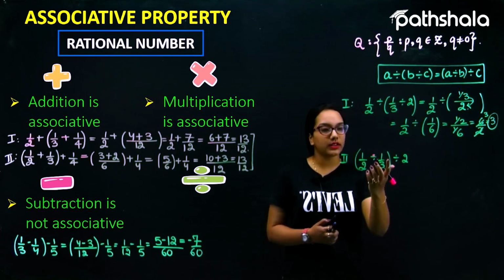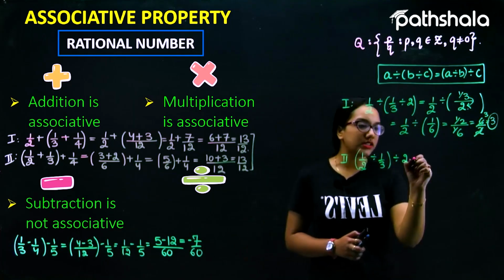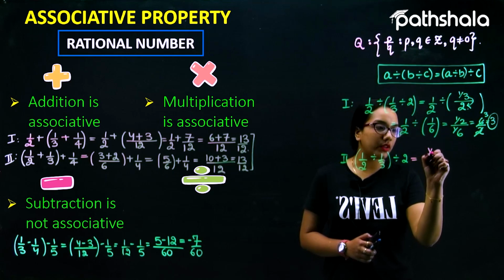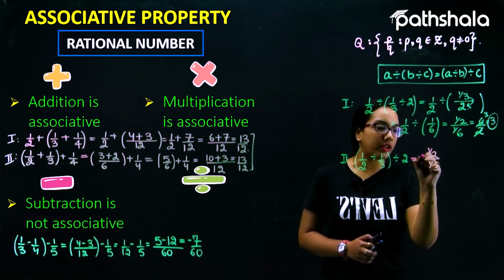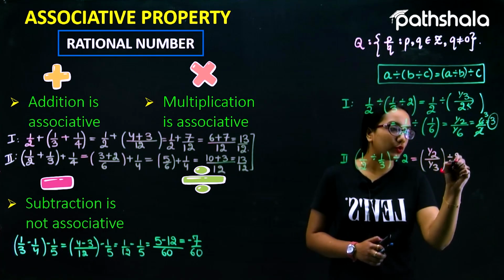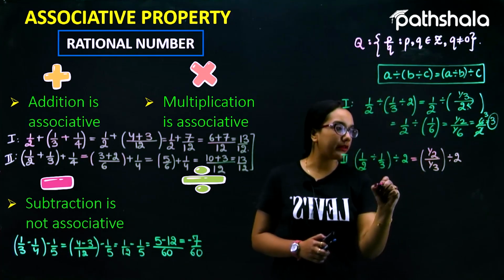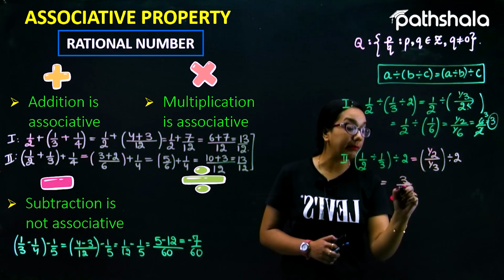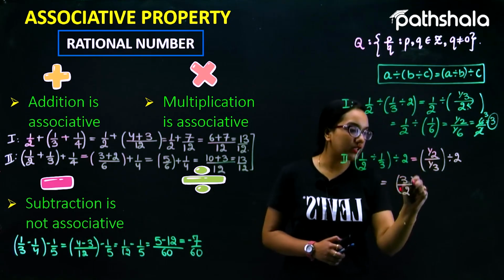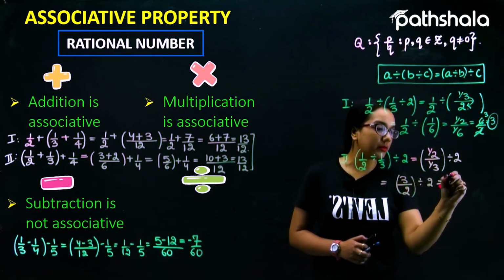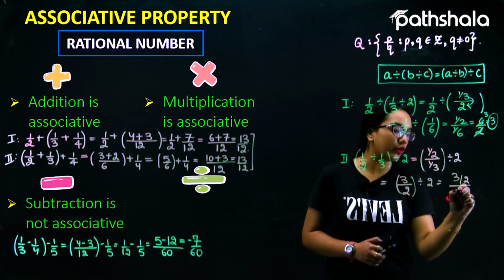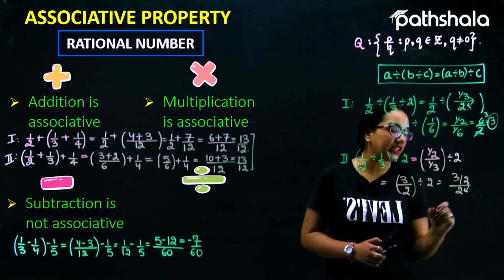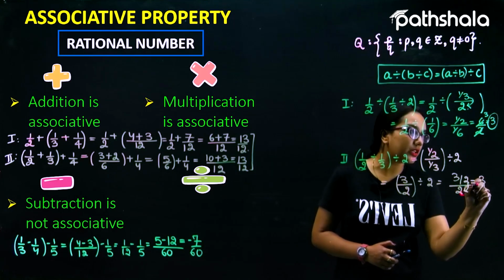So let's just solve the second case. What will be the answer for this? So this is nothing but 1 by 2 in the numerator, 1 by 3 in the denominator for the first bracket, divide by 2. So this is nothing but 1 by 2 and 1 by 3. 3 will be in the numerator after solving it and 2 will be in the denominator. So this is 3 by 2 divided by 2. So this is nothing but 3 by 2 in the numerator and 2 in the denominator. 2 and 2 will get multiplied with each other. So the answer is nothing but 3 by 4.